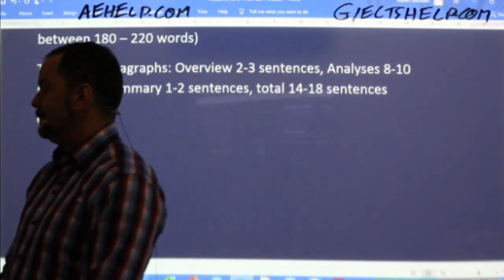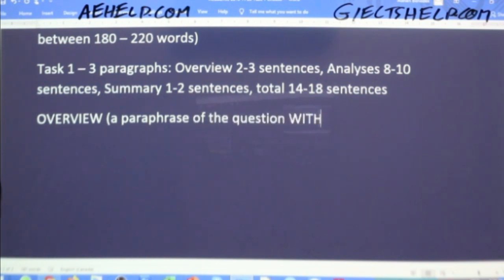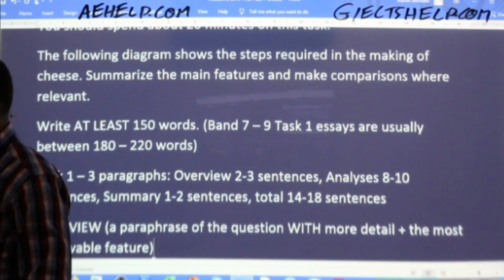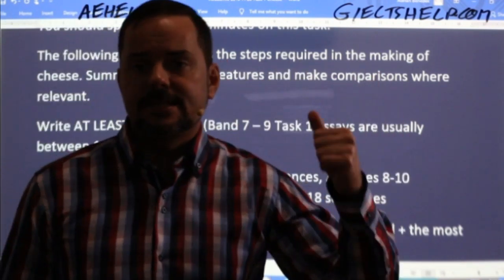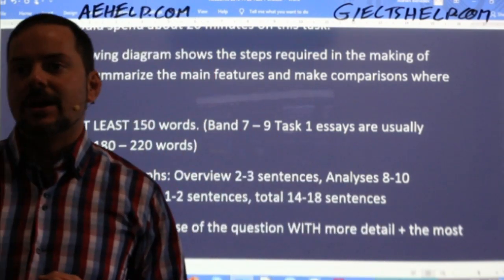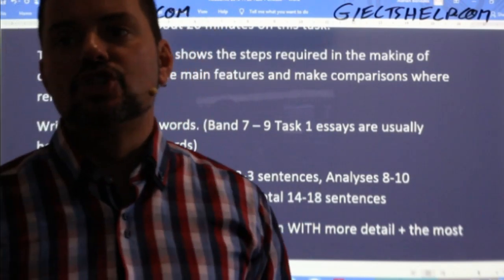All right, so overview has 2 parts, okay? The overview has a paraphrase of the question with more detail, plus the most observable feature. Okay, so that's what we're going to write now. So here, the following diagram. What kind of a diagram is this? It's a process diagram. What type of a process diagram is it? It's a process diagram for manufacturing cheese.